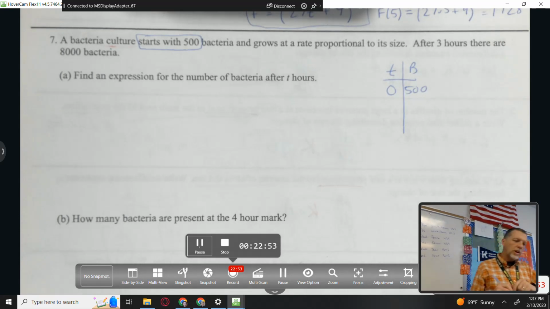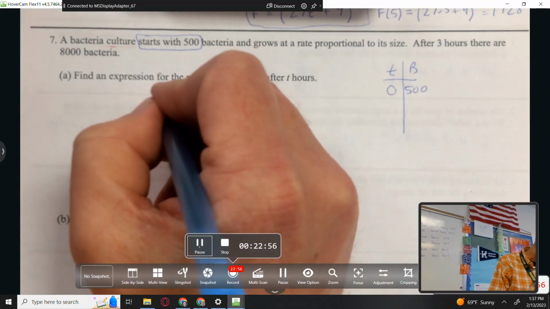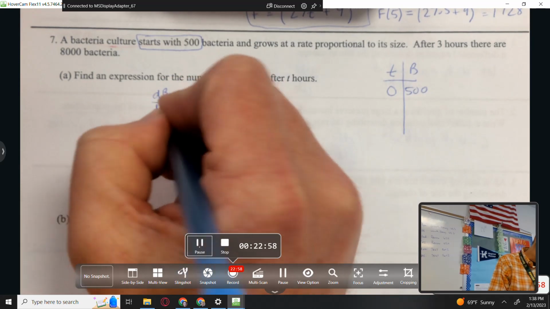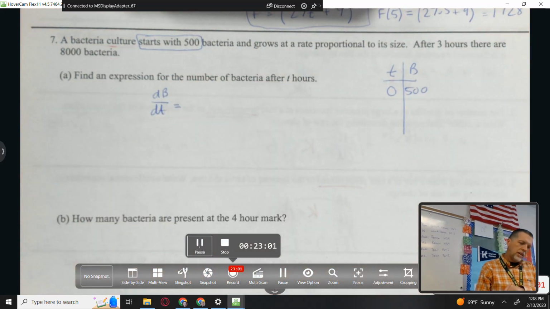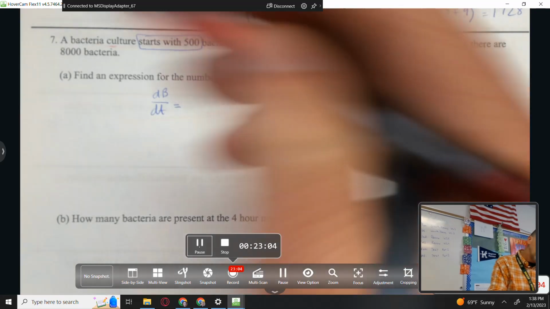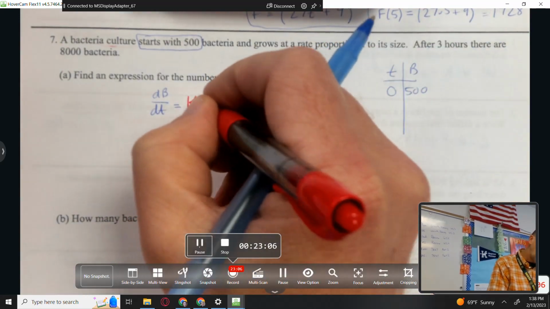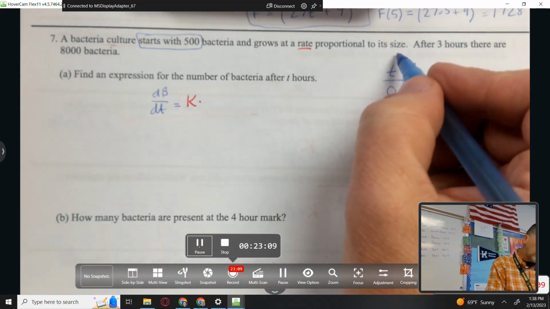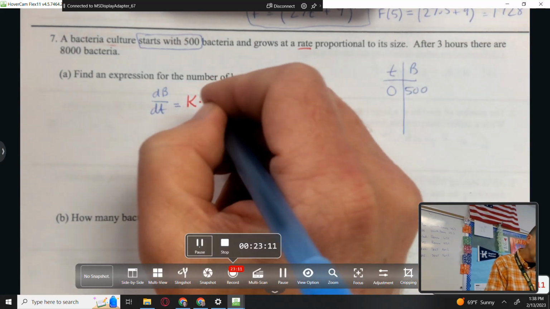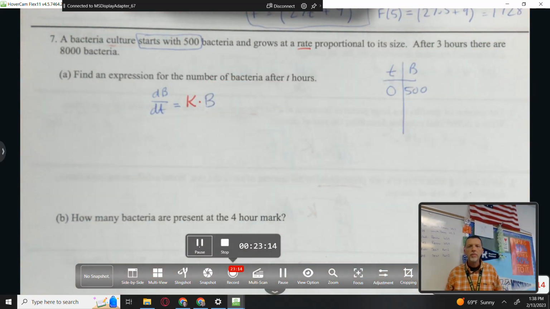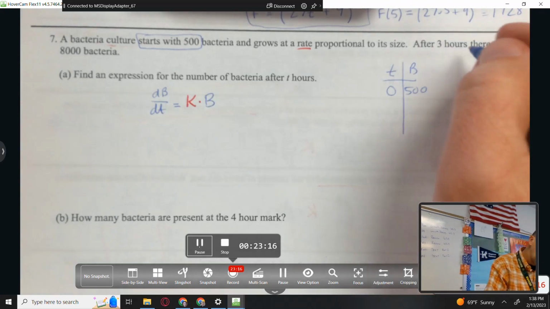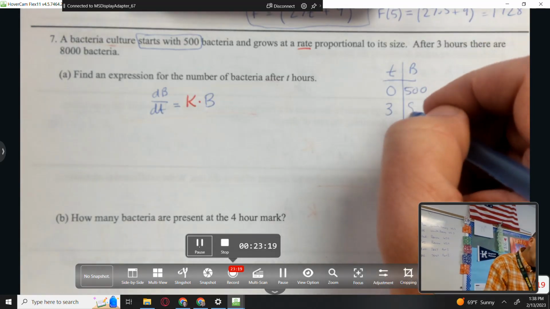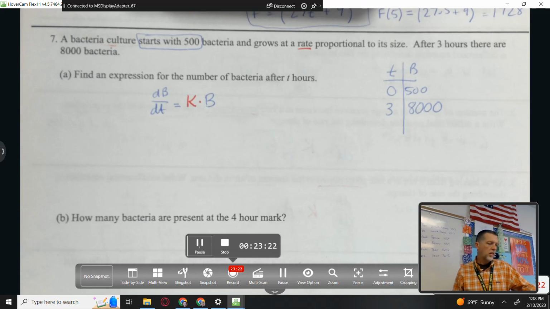Grows at a rate proportional to its size. So dB/dt, at a rate K times its size. Well, its size is the number of bacteria, so KB. And it gives us a second point. After 3 hours, there are 8,000 bacteria. Find an expression for the number of bacteria after T hours.